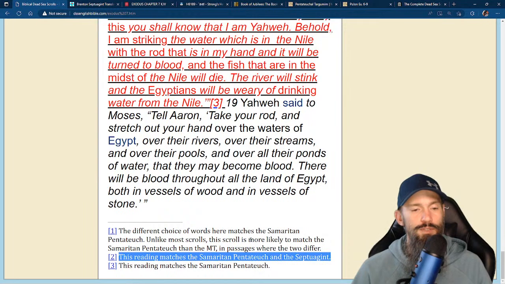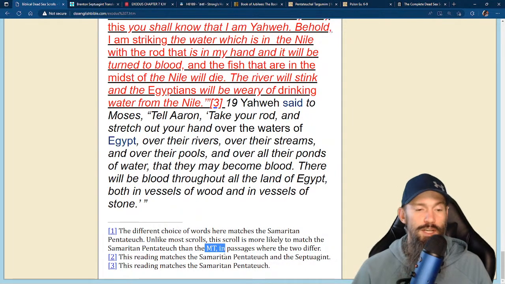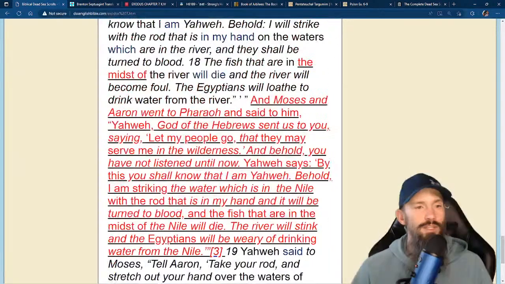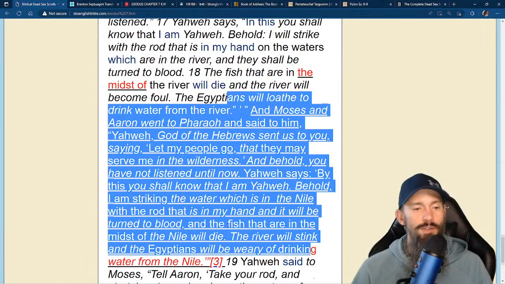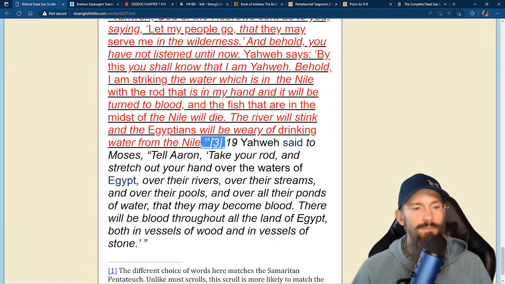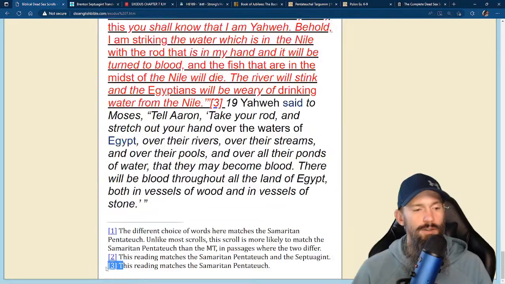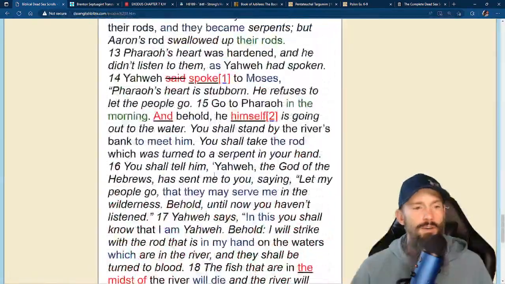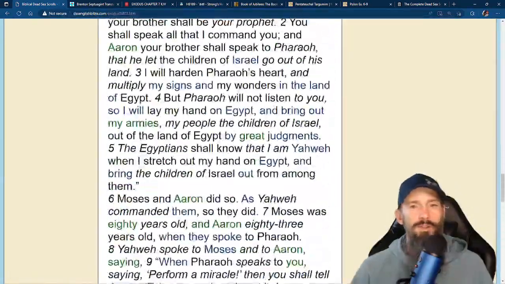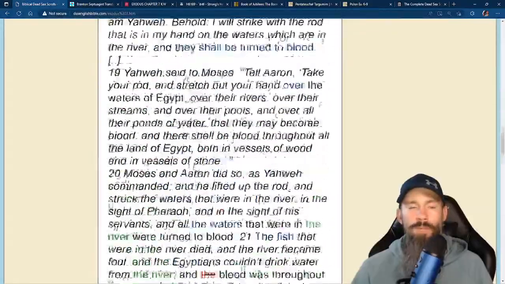Unlike most scrolls, this scroll is more likely to match the Samaritan Pentateuch than the Masoretic, which is KJV, in passages where the two differ. So this is the Samaritan Pentateuch here. That's why it's got a 3 right there. It matches the 3 down here. So... very interesting.